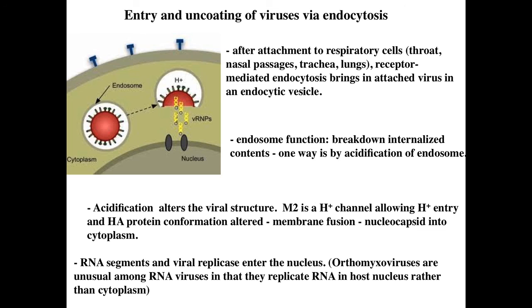The cell is intending to be able to destroy this particle. So this virus that's being brought in, it could be a bacterium as far as the cell is concerned. But the material that's within this endosome, the cell wants to kill. It wants to destroy it. This is a self-defense and an innate immune system. So the endosome function that's formed here after receptor-mediated endocytosis is to break down the internalized contents. And one of the chief ways that occurs is by acidification.